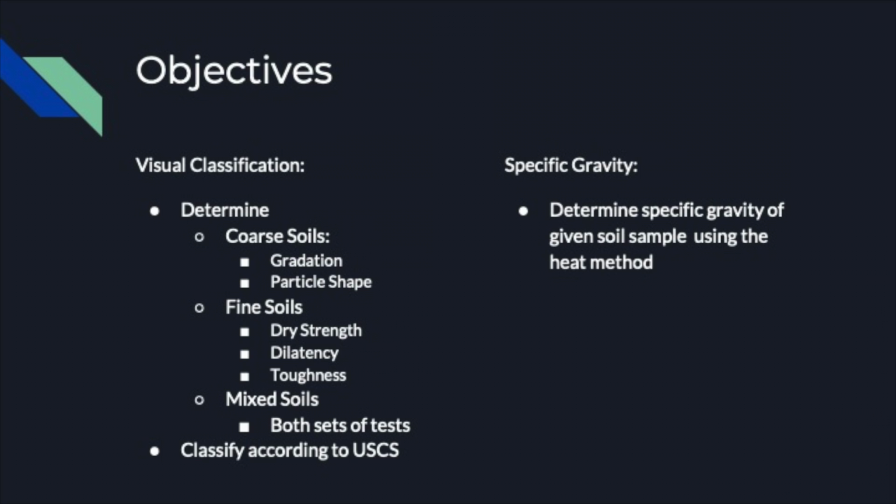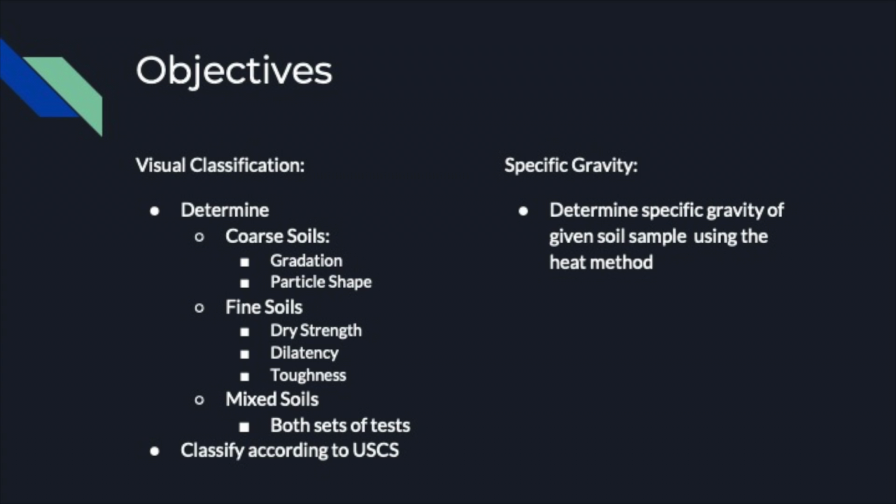When discussing the objectives for this lab, it is important to note that there are two main sections, each with their own set of objectives, with the first being visual classification. The objective for the visual classification portion of the lab is to first determine the grain size of each soil as coarse, fine, or mixed, and then determine further characteristics based on that first categorization, with a baseline set of tests being run on each sample. Once all of that data is recorded, each sample can be then classified according to the USCS standard.